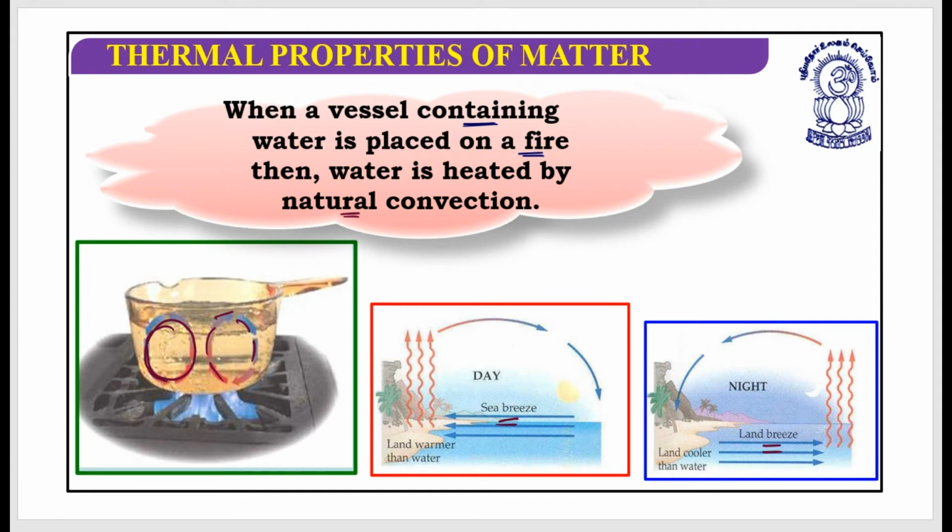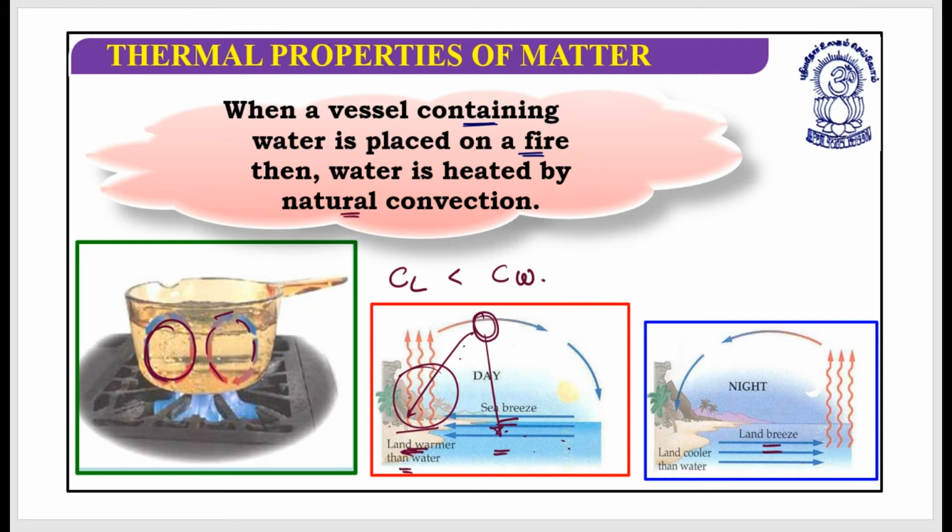What will happen? Let's suppose, due to sunlight, sunlight is available on both regions, on the land as well as on the water. But water has a high specific heat capacity, so it takes a larger amount of energy to get warm. But land has a lower specific heat capacity. I can say C of land will be less than C of water. So what happens? This land will be warmer.